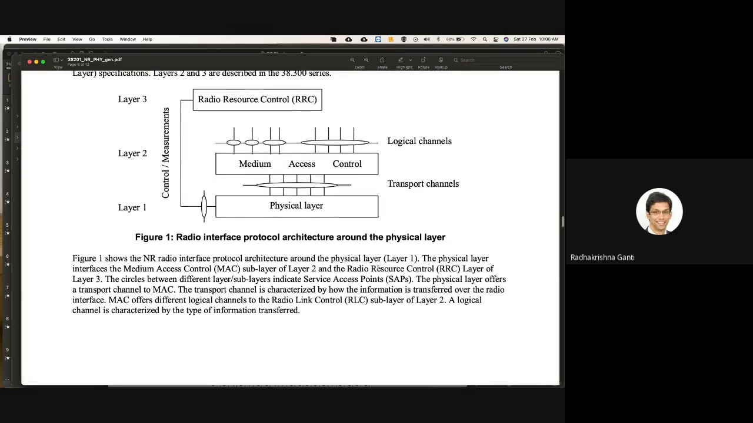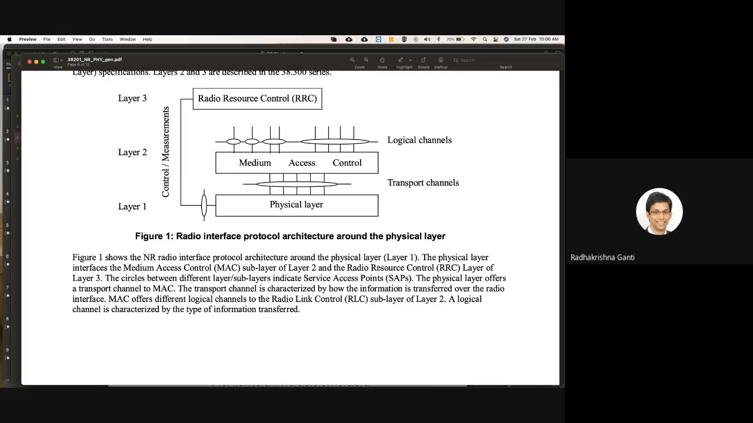So what this diagram is saying is, what is the relation between the physical layer, the MAC layer, and the radio resource control layer? We will generally talk about the physical layer. The medium access control layer is the layer which actually gives the data to the physical layer. It gives the data through something called the transport channels. So medium access control talks to the physical layer through transport channels.